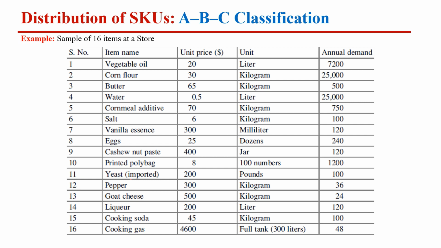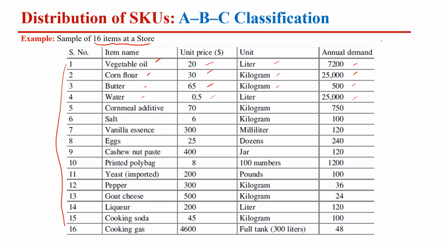Okay, let's take an example. Let's say we have these 16 items at a store. So we have been given every SKU's name, the unit price of those SKUs, and how we are measuring the unit, as well as the annual demand, right?